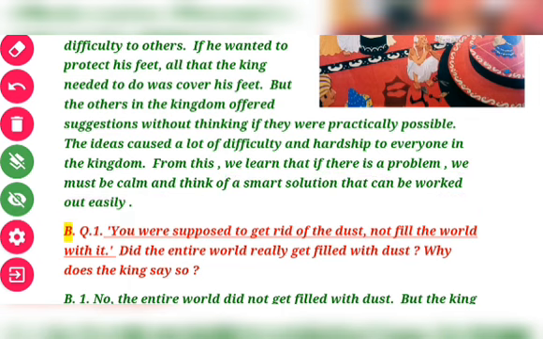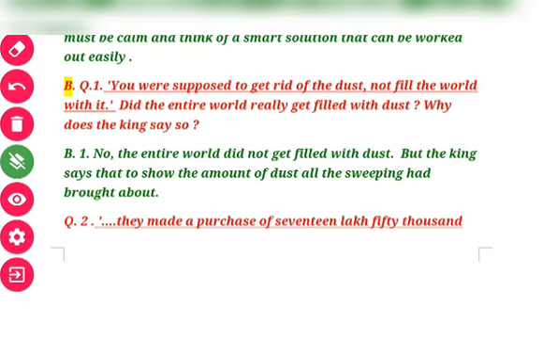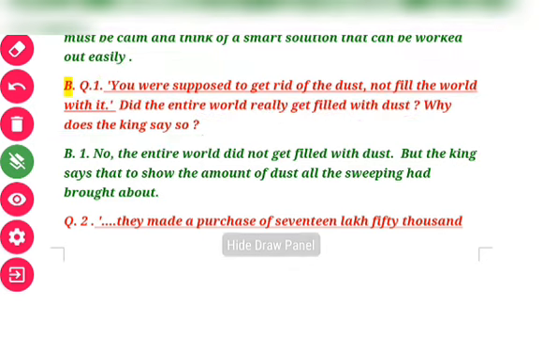Now the next question. We will move to part B on the same page. Part B has a statement, underlined here: You were supposed to get rid of the dust, not fill the world with it. Did the entire world really get filled with the dust? Why does the king say so? The king said that you were supposed to get rid of the dust, not to fill the world with it. Clear?